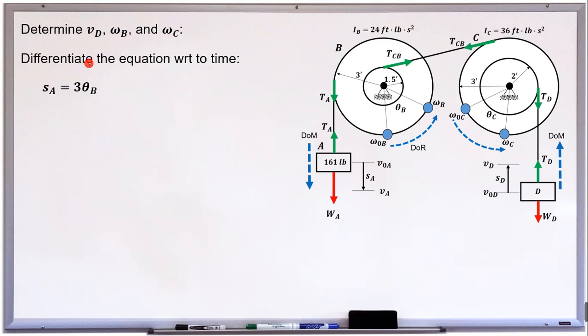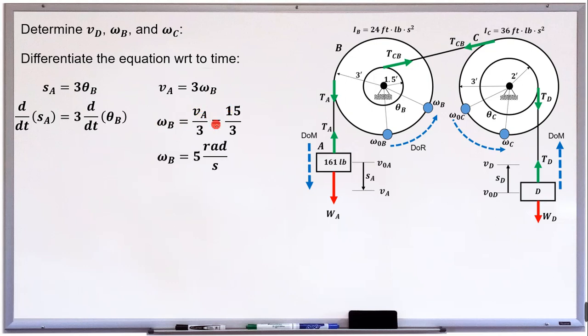Now, we are going to differentiate with respect to time the formula that relates the linear velocity on the rope that connects block A and cylinder B. So we have SA equals 3 theta B. Differentiating both sides with respect to time, for SA we have the velocity at A equal to 3 times the angular velocity at B. Now, the angular velocity at B is simply 1/3 that of A. And since we already have a value for the velocity at A, the final angular velocity at B is simply equal to 5 radian per second.